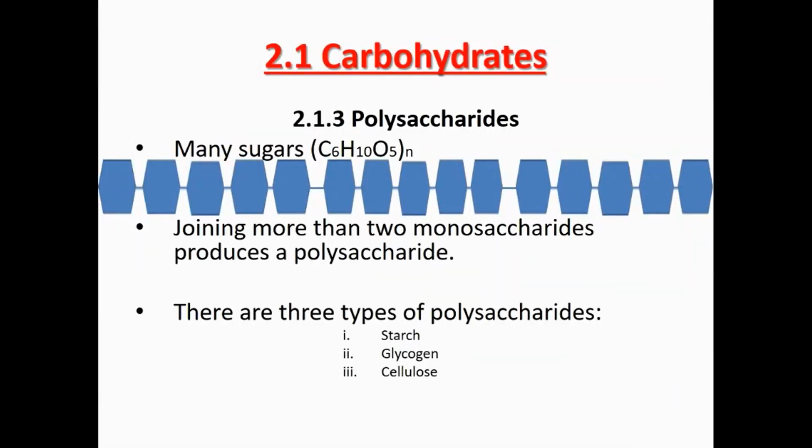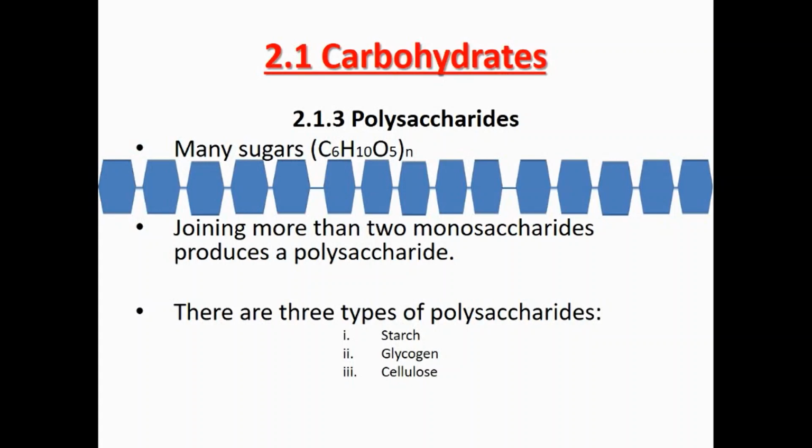And then a polysaccharide. As you can see there, many sugar molecules. It's C6H10O5. Again, even if it's a polysaccharide, the ratio of hydrogen to oxygen is always going to be 2:1. I don't care how many molecules of sugar you have, but the ratio of hydrogen to oxygen, if it's a carbohydrate, is going to be 2:1. Joining more than 2 monosaccharides produces a polysaccharide.